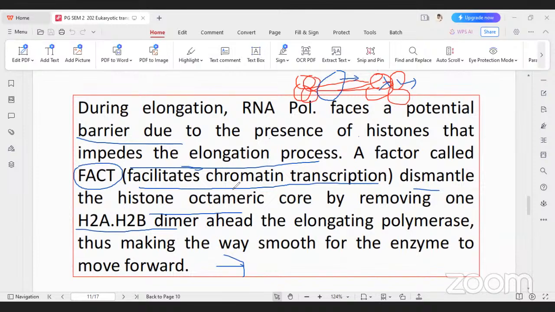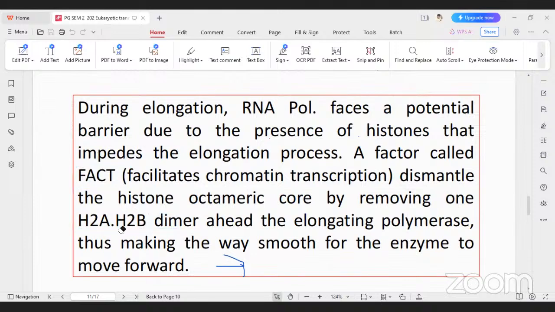The protein name is FACT, facilitates chromatin transcription. It acts on histone and dismantles or removes the subunits of the octamer, the H2A, H2B dimer. If the H2A, H2B separate, there is no rigidity to the histone protein. That's why all the remaining histones are also separated. Now after removing the histones, only DNA is present. Now the RNA polymerase will move in the forward direction. Is it clear? Hello? Yes, sir.